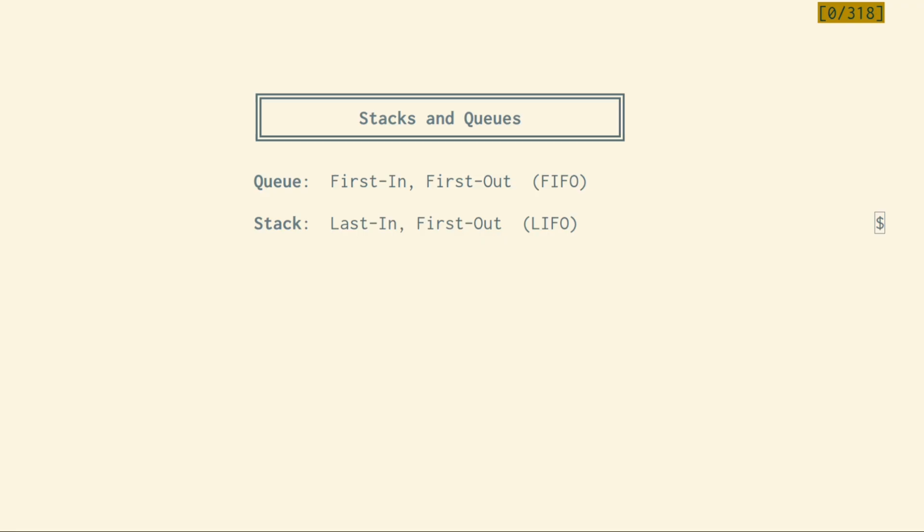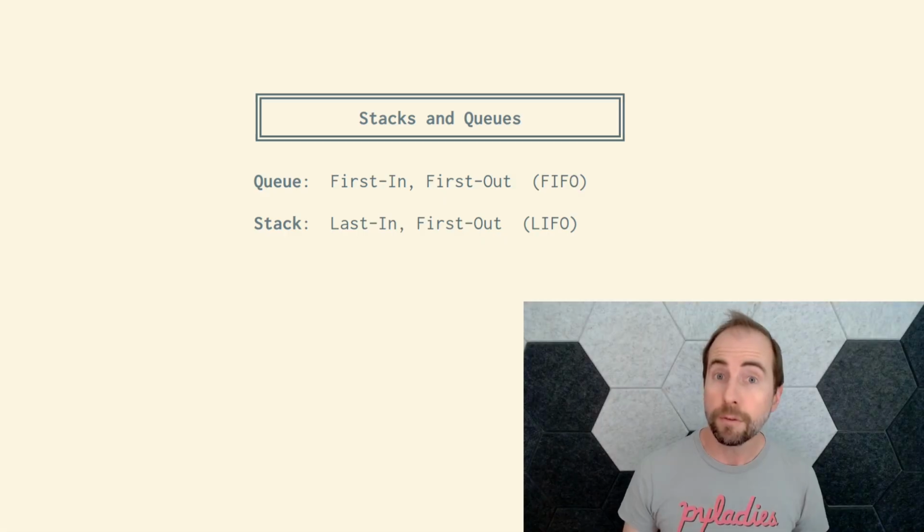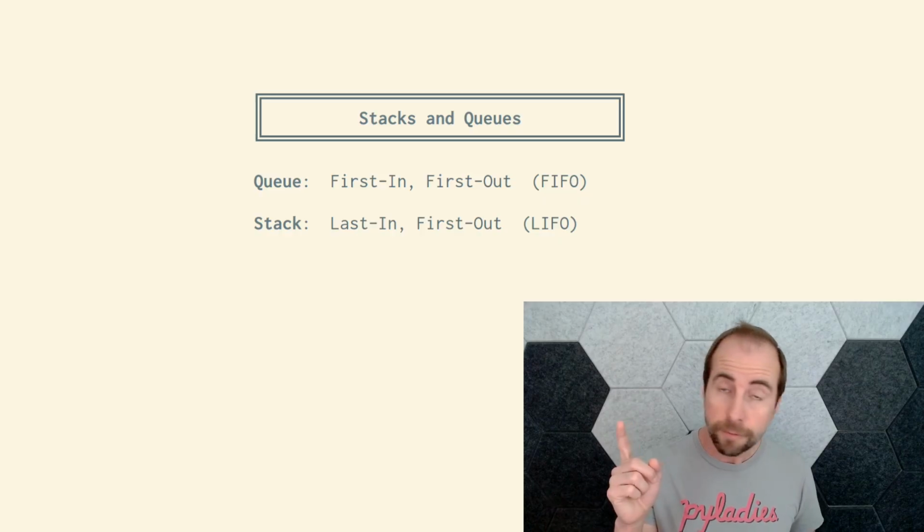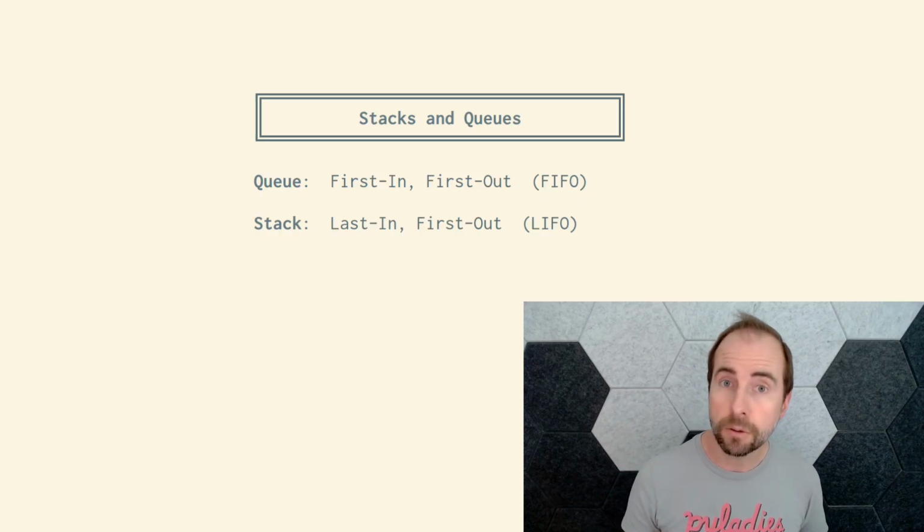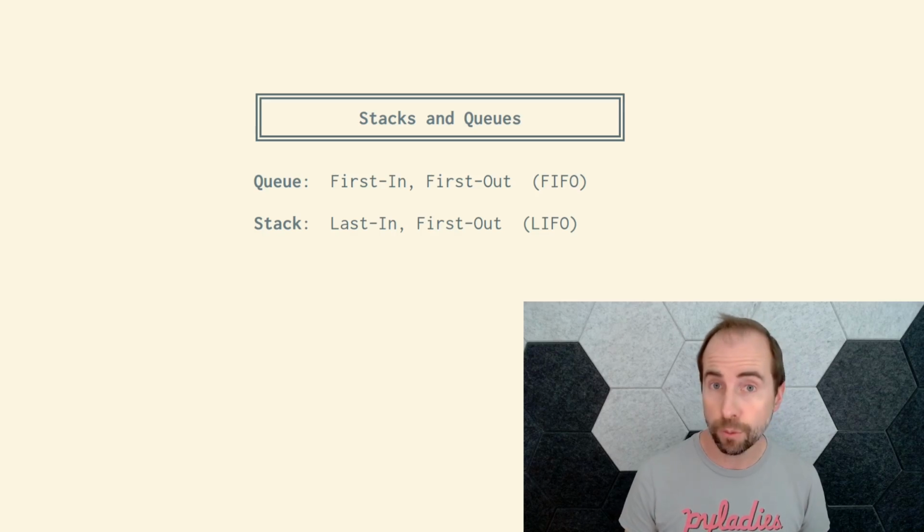A queue is often called a FIFO data structure, first in, first out. You can think of a queue as, well, a queue, or a line for Americans like me. The first person to enter a queue will be the first person to reach the front of the queue. And in programming queues, the first item added will be the first item removed.